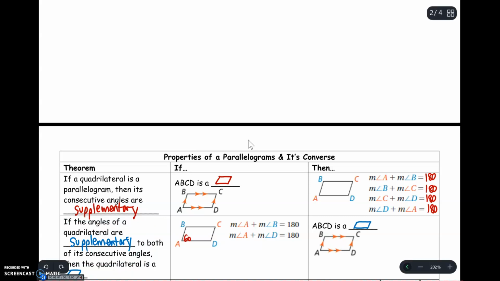You can imagine if A is, let's say, 60, then we have a 120 for B, then we also have a 120 for D, and that's going to be another 60 in that opposite corner for C, even though we haven't found it.